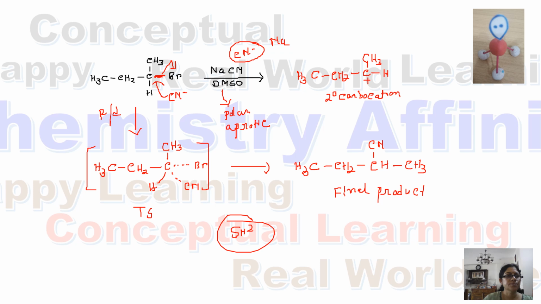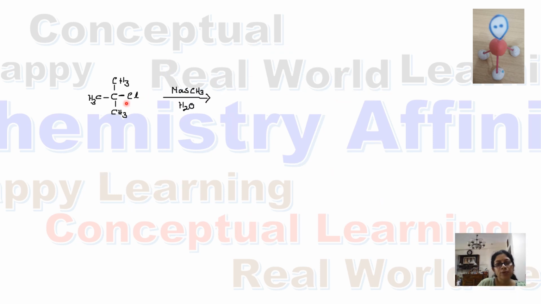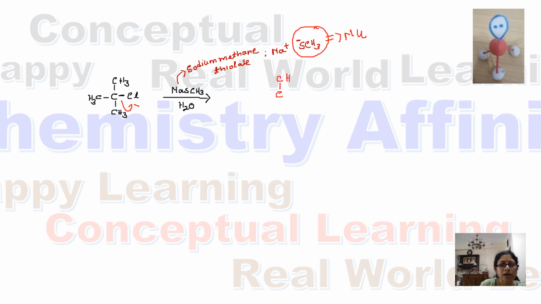which follows the SN2 mechanism. The next reaction is when tertiary butyl chloride reacts with sodium methane thiolate. What is going to happen? Sodium methane thiolate is an ionic compound, so it is Na plus and CH3S minus. This CH3S minus acts as a nucleophile.